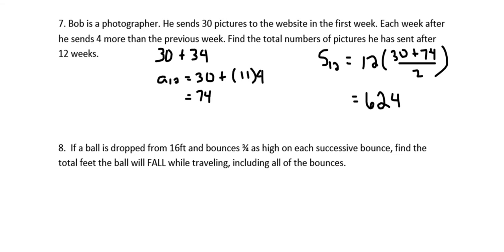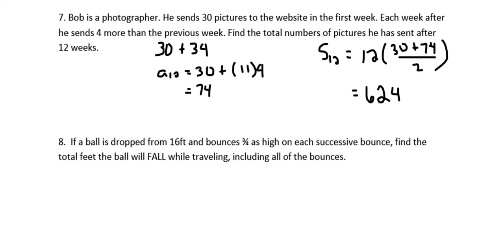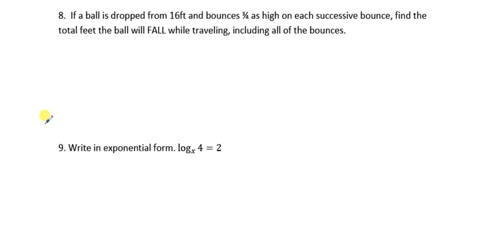Question number 8. This is a way to write an infinite geometric series where we're going 3/4 as high on each bounce, and we're finding the total feet that the ball drops. So the first drop is 16 feet, and then the next drop is 3/4 of that. So it drops 12 feet the next drop, and then it drops 3/4 of that. So it drops 9 feet the next drop, and we're going down by 1/4 every time.